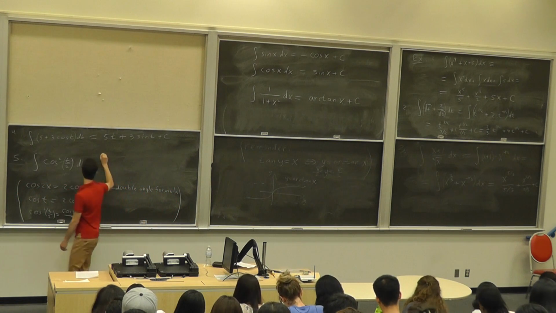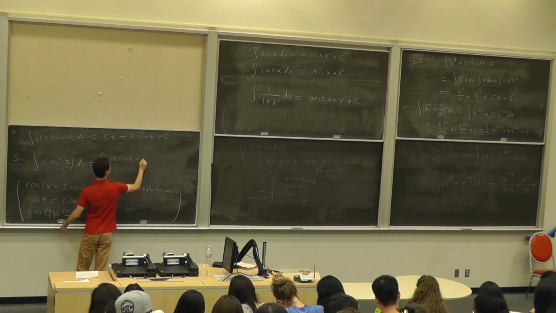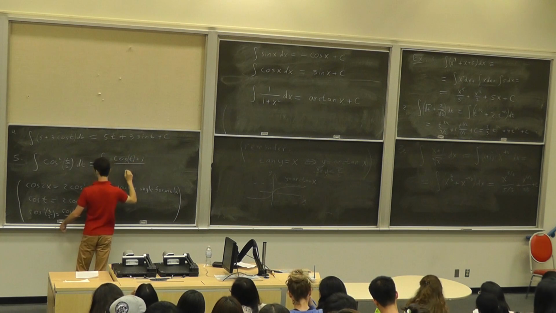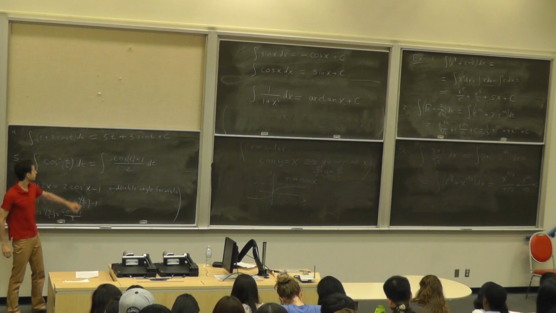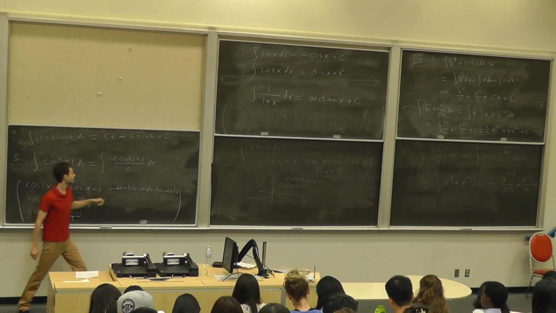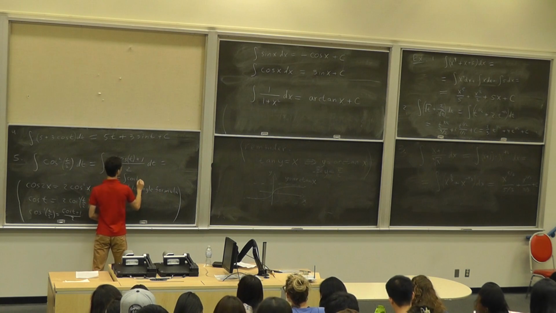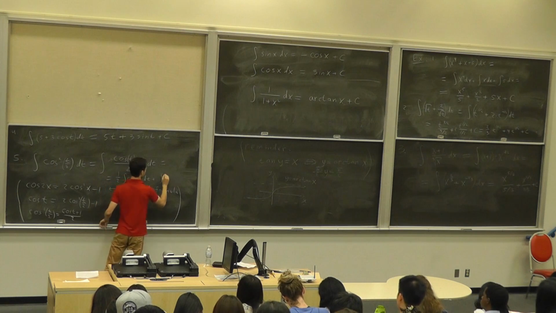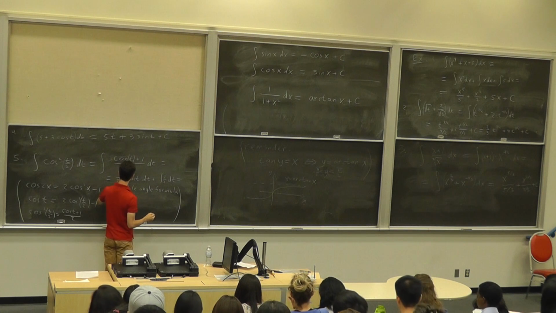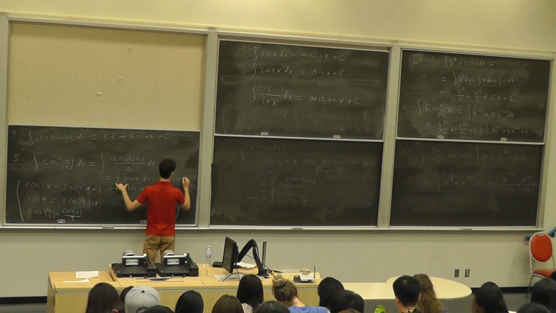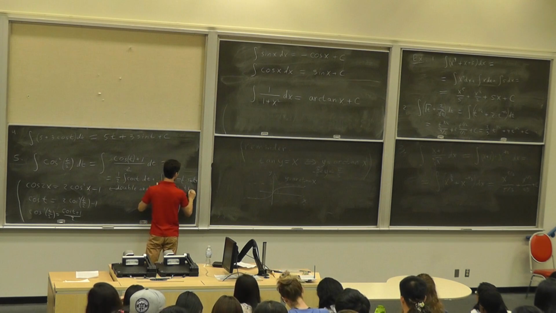So you can rewrite this integral as the integral of cosine of t plus 1, divided by 2. And this integral is now very simplified. It's 1/2 times the integral of cosine of t plus the integral of 1/2. So it gives 1/2 times sine t plus 1/2 t.